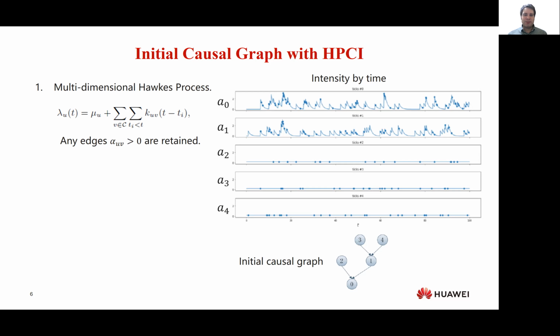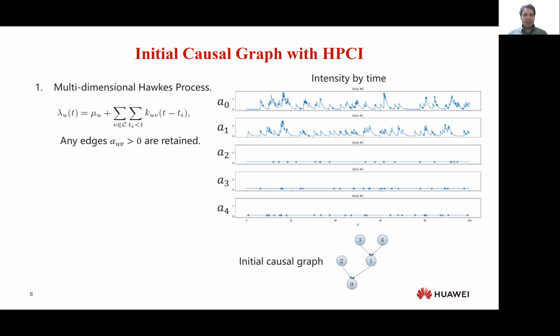So the longer time that passes since an alarm, the less influence it will have on future alarms. The parameters of the HAWKS process are learned by optimizing a log likelihood function where the alarm sequences are the input data. So an example of the result can be seen to the right in the slide. This is an example involving 5 different alarm types. The dots are the alarm events and the lines show how the intensity varies with time.